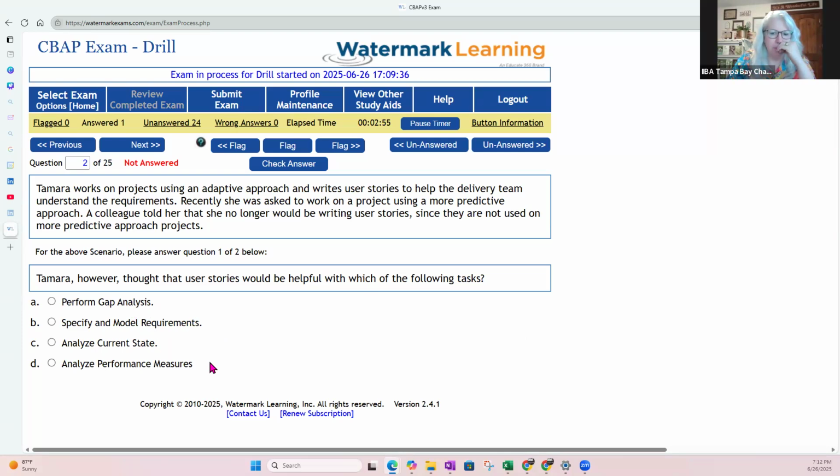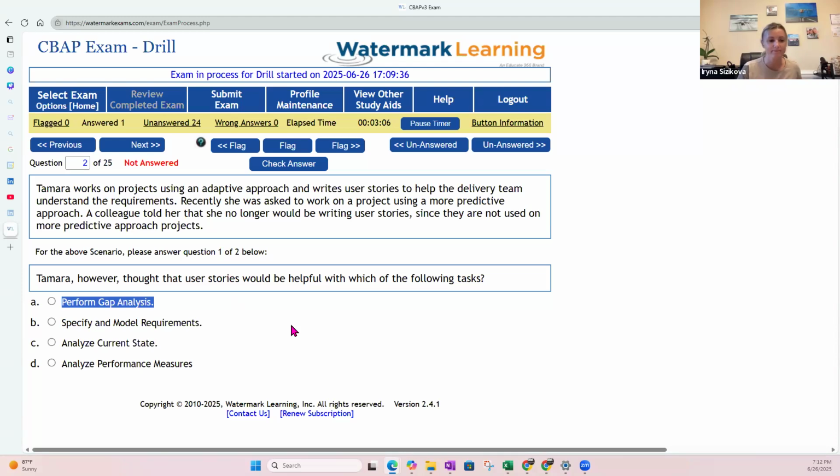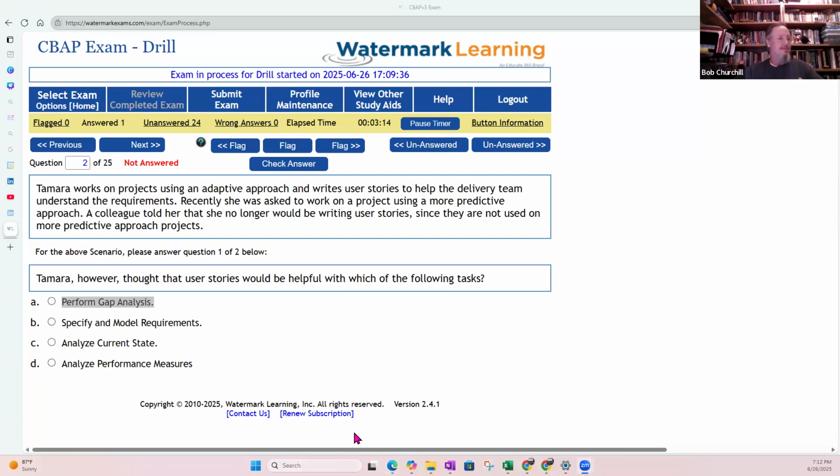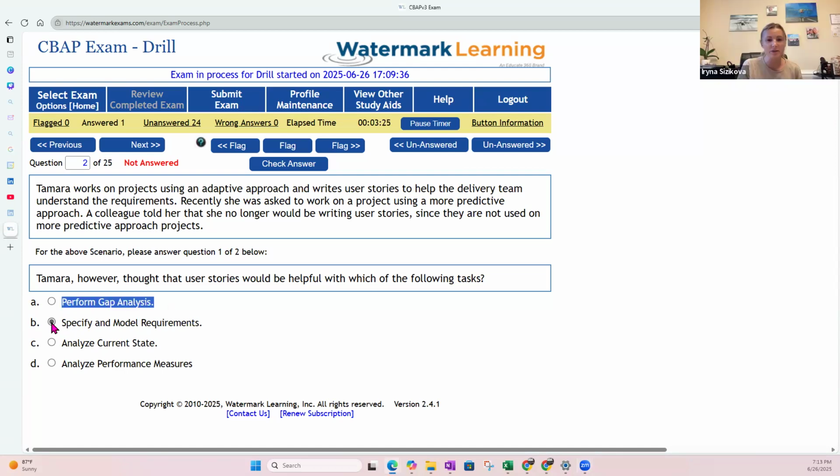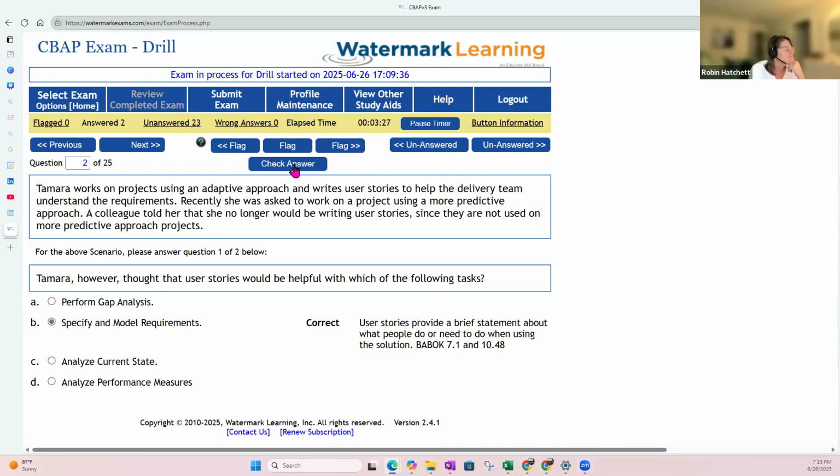Can we eliminate any? A. So we will not be using user stories to perform gap analysis. Is that what you're saying? Mm-hmm. Okay. This should also actually be a slam dunk. Okay. So what are user stories good for? Specifying and modeling requirements. B. Good. User stories provide a brief statement about what people do or need to do when using the solution.